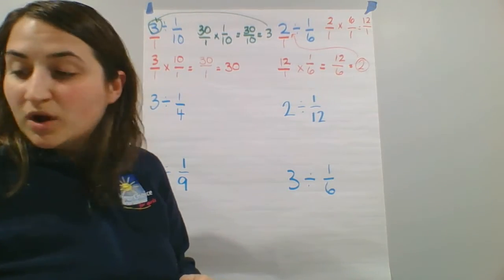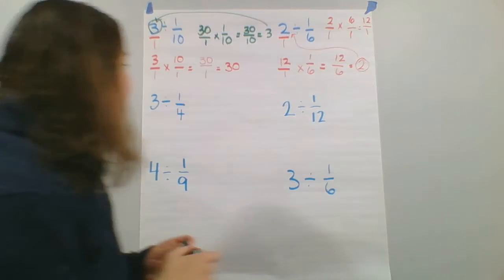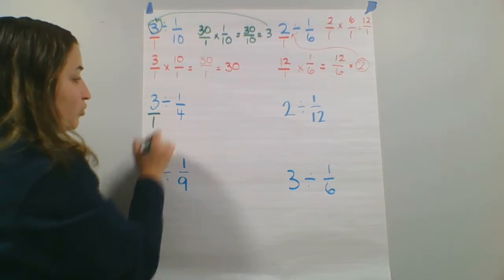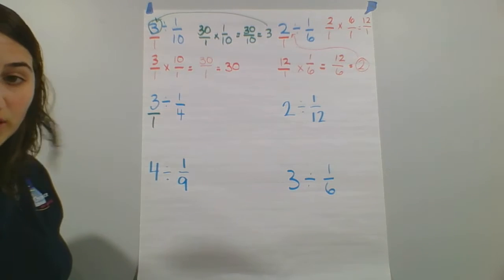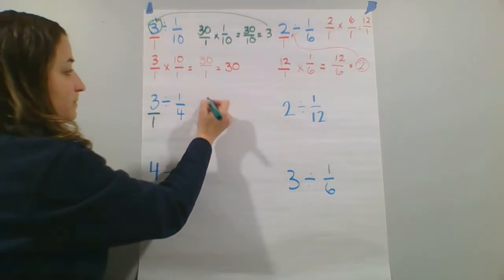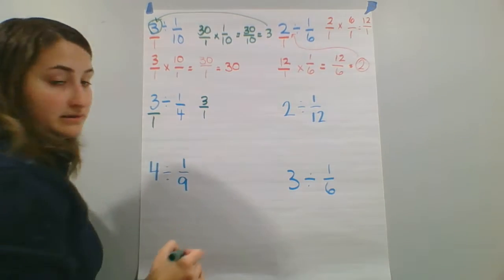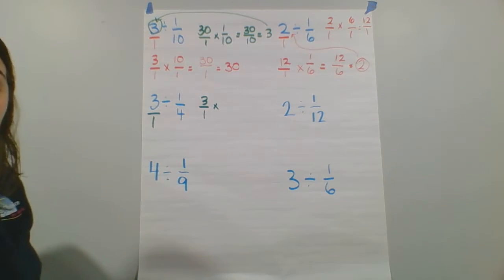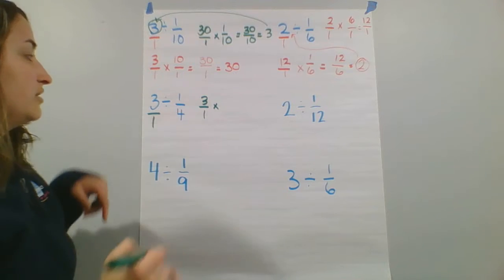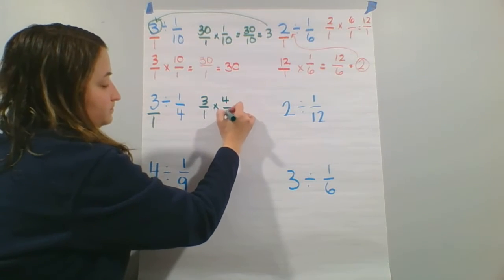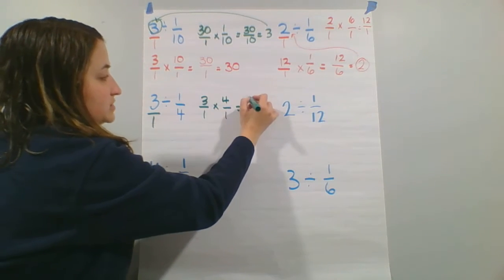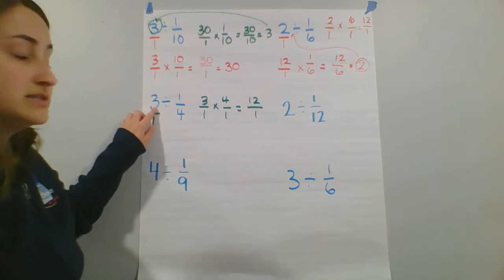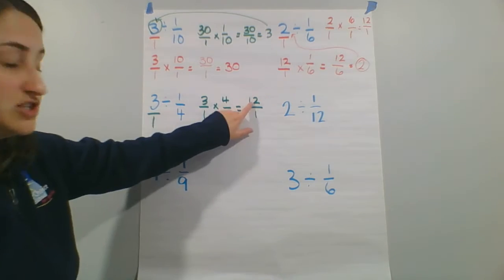All right, next one, we have 3 divided by 1/4. 3 over 1 divided by 1/4 using keep, change, flip, keeping 3 over 1, changing division to multiplication, and then flipping 1/4 to 4 over 1. 3 times 4 is 12. 1 times 1 is 1. So our answer for 3 divided by 1/4 is 12.